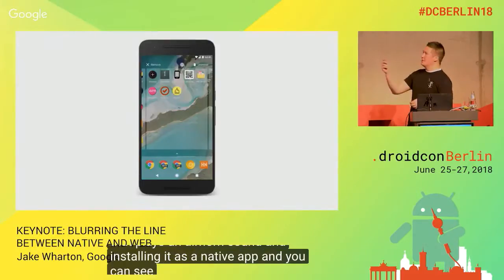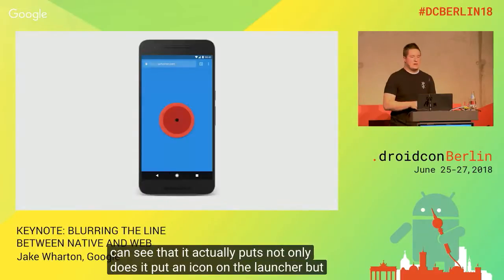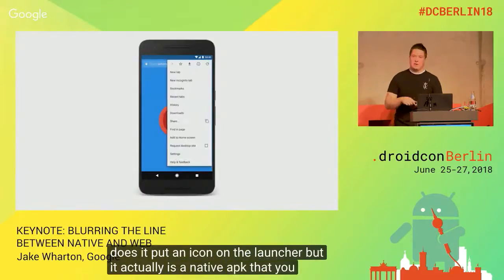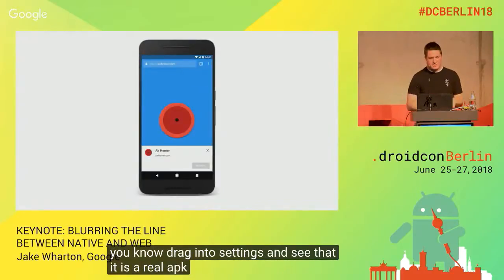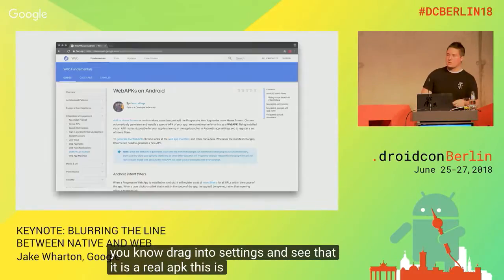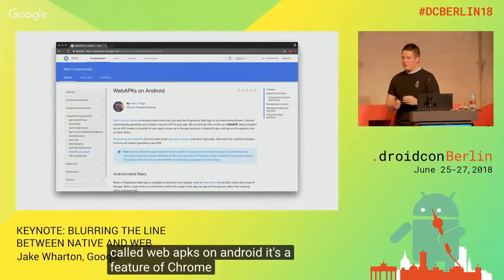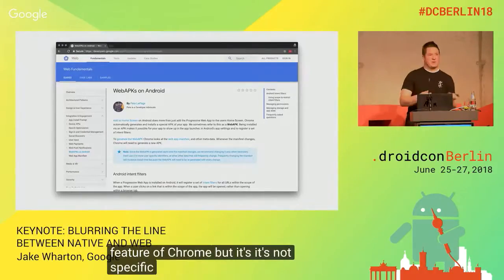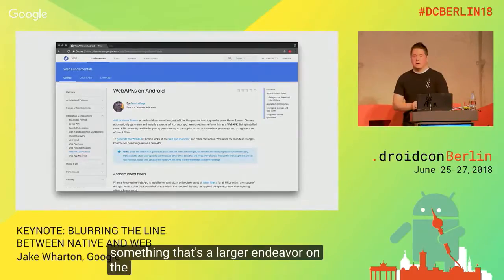as a native app. And you can see that not only does it put an icon on the launcher, but it actually is a native APK that you can drag into settings and see that it is a real APK. This is something called Web APKs on Android. It's a feature of Chrome, but it's not specific to Chrome. It's actually something that's a larger endeavor on the web in general.